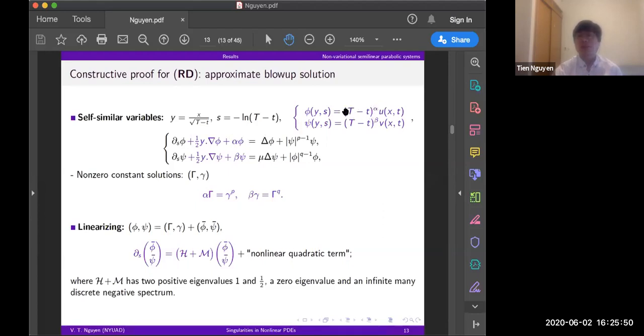This term comes from taking the time derivative here, and this one from taking the time derivative of this one. When you look at the new system, we see that we have a trivial non-zero constant solution given by capital Gamma and small gamma. The natural step is to linearize around this non-zero constant solution to obtain the linearized equation, which in short is given by this one. For the linearized operator S plus M, we can obtain the spectrum, which consists of two positive eigenvalues, 1 and 1/2, then a 0 eigenvalue, and after that infinitely many decreasing negative eigenvalues.